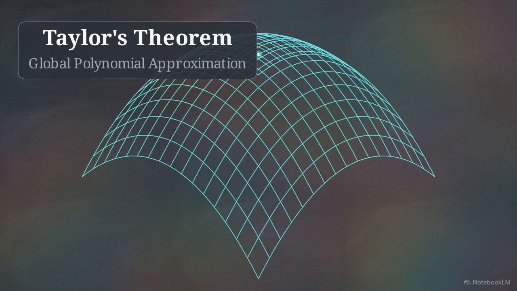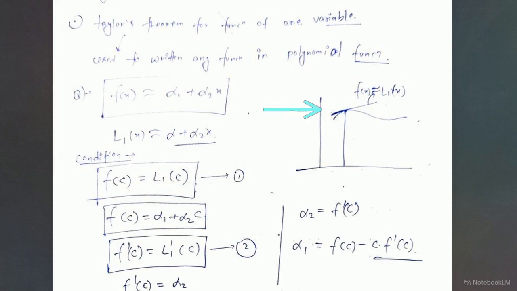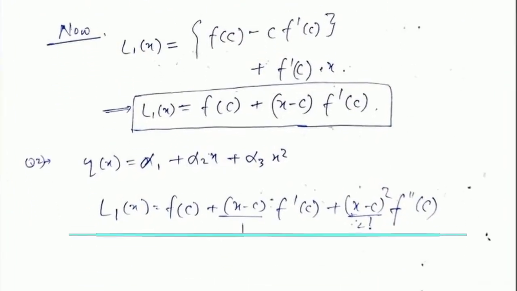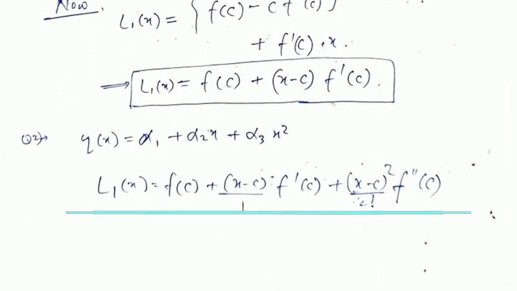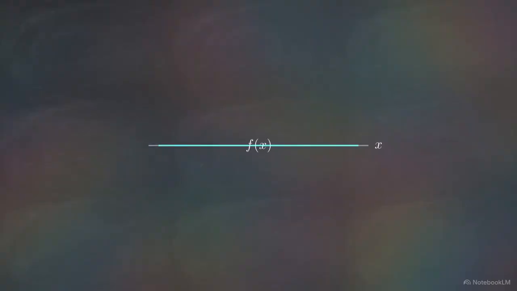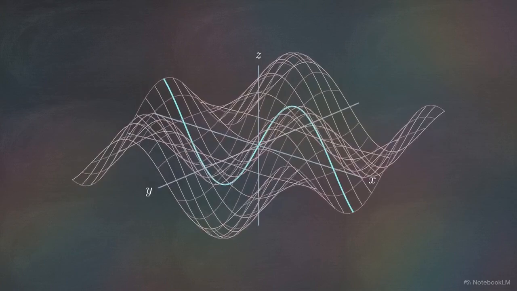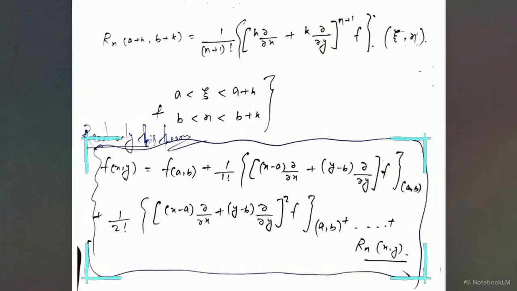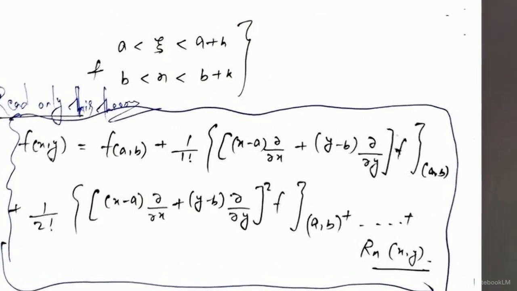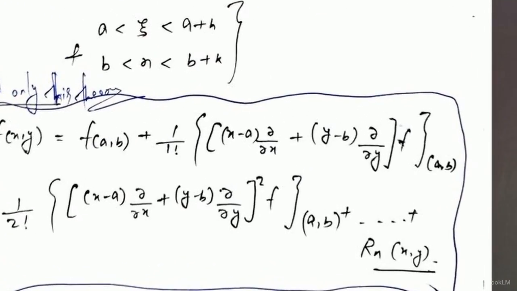Looking at this 1D graph and formula, the single variable logic is clear. We use higher-order derivatives to bend a tangent line until it matches the curvature of the function. To approximate a surface, we have to scale this logic, accounting for curvature across multiple axes at once. Look at this boxed general expansion equation for two variables. We are now using combinatorial operators. Every term in the expansion must account for simultaneous increments in both x and y.